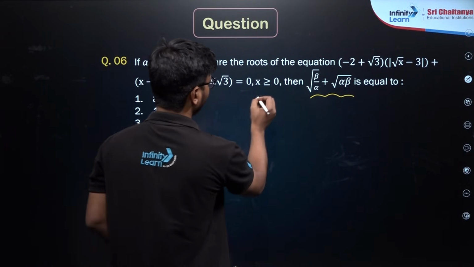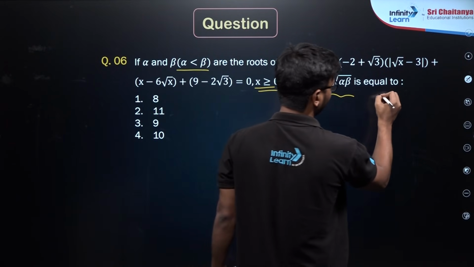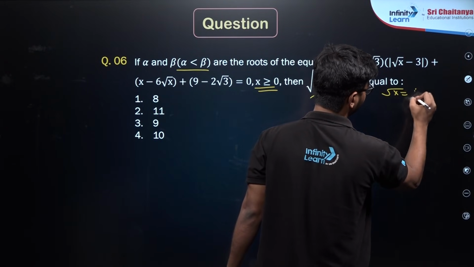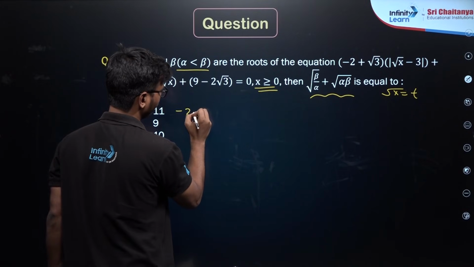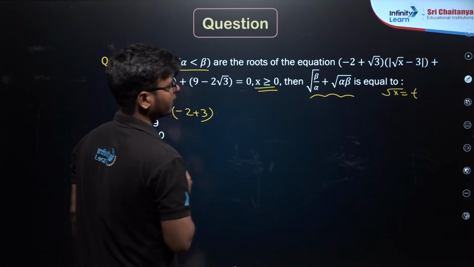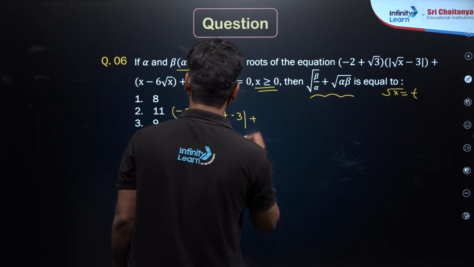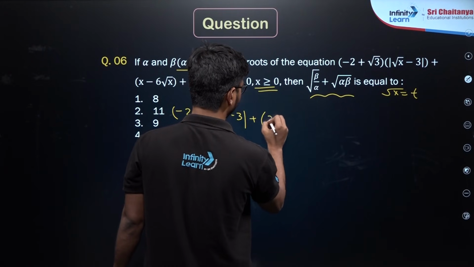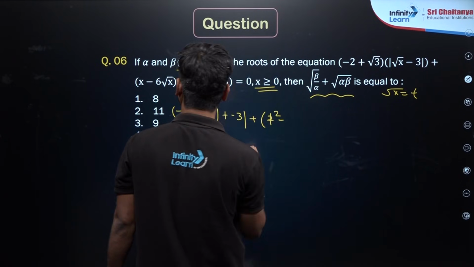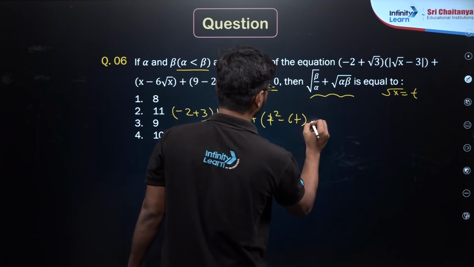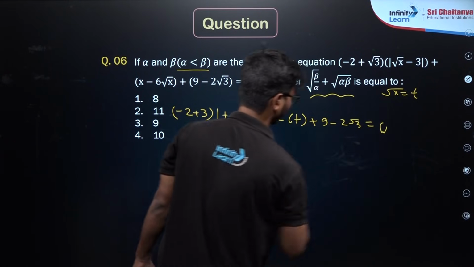You can observe that x is greater than or equal to 0, it is given. So this is the hint that I can take, let's take root x as t. Correct? So the moment I take root x equals to t, so I am going to get minus of 2 plus of 3 mod of t minus 3 plus of, I can write this as x. So x will be your t square. So it will be t square minus of 6t plus of 9 minus of 2 times of root 3 equals to 0. Correct?